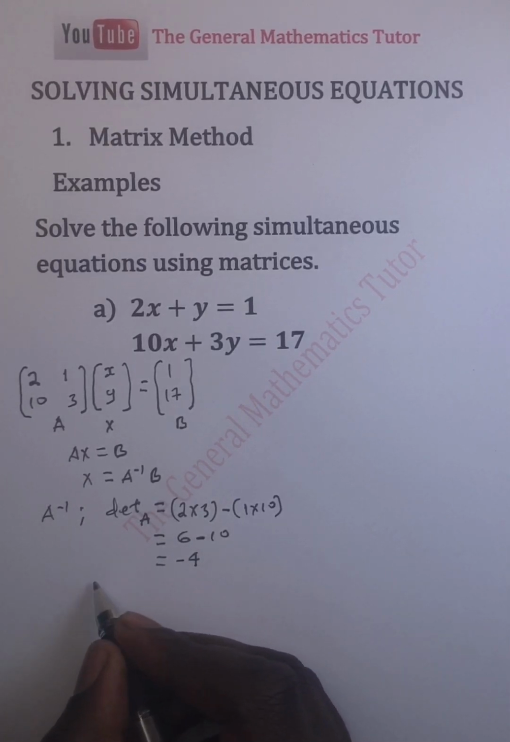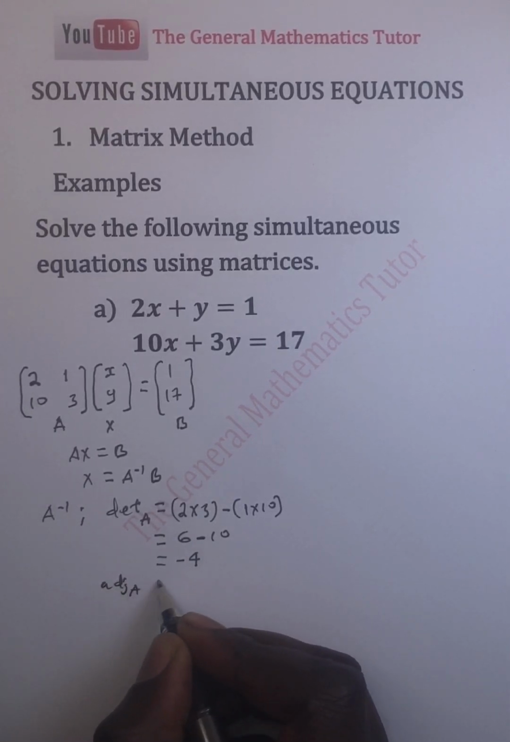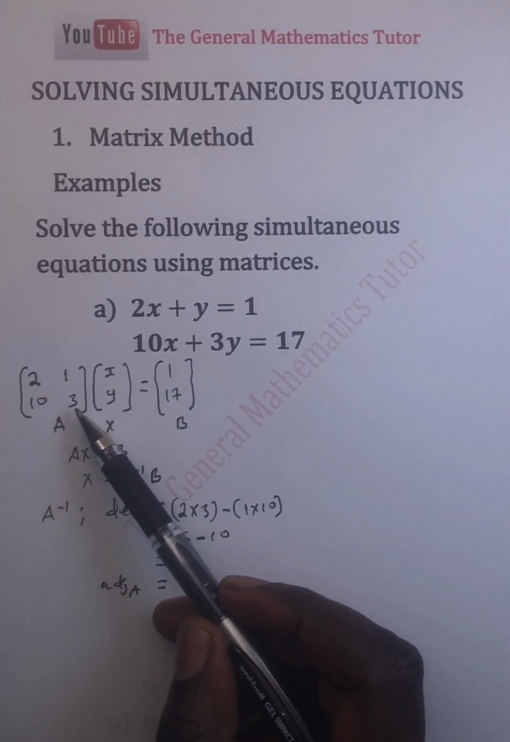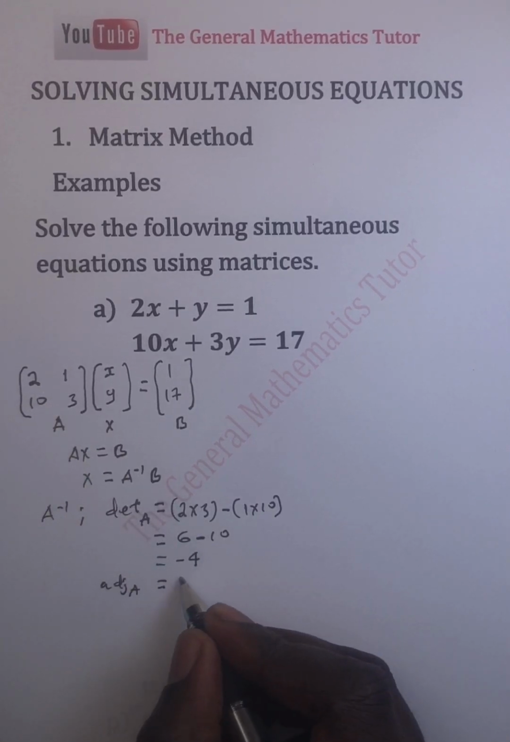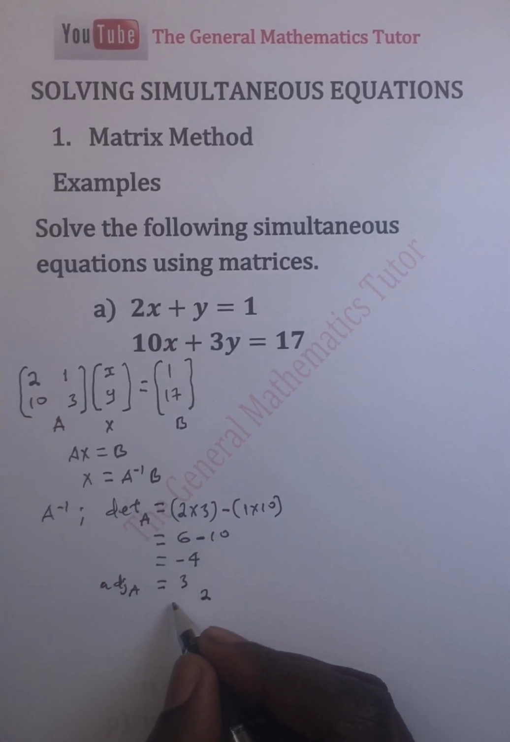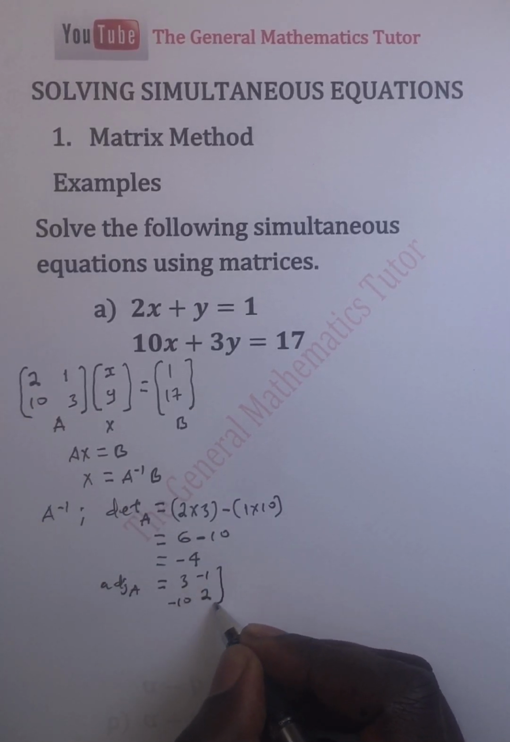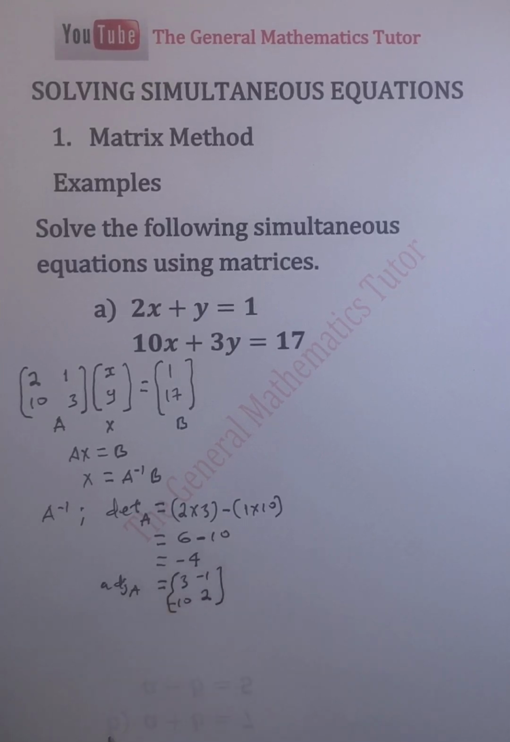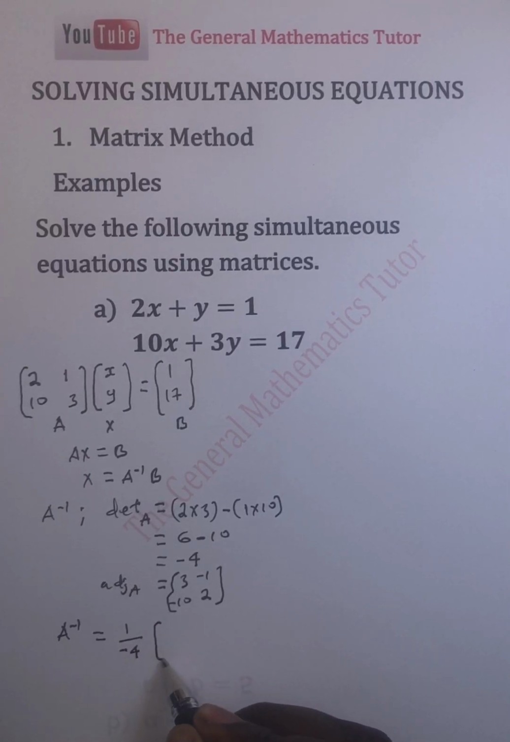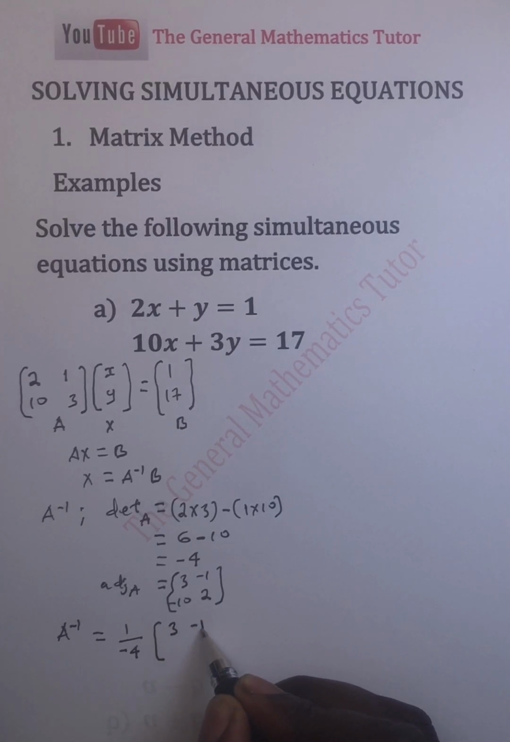And then the next thing that we need is the adjoint of A. So the adjoint of A is just switching the members of the main diagonal, that is 2 and 3, so that we have 3 and 2, and changing the signs of the other diagonals. So that will be negative 10 and negative 1. So that is the adjoint of A. So therefore it means that the inverse will be 1 over the determinant, which is negative 4, times the matrix or the adjoint, which is 3, negative 1, negative 10, 2.